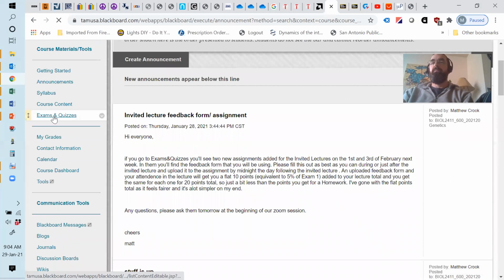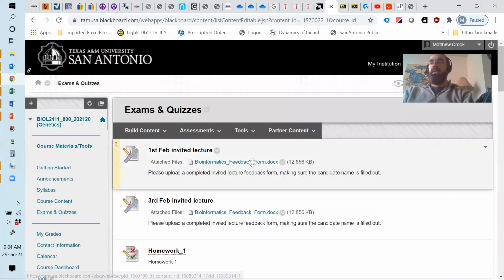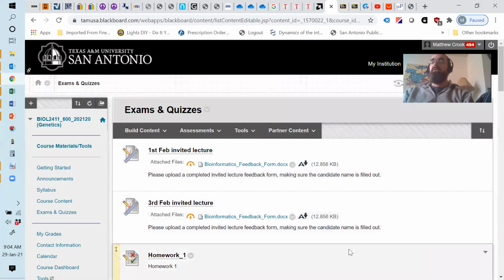Where are we at? This one here, right? If you do both of those things, you attend the Zoom and you fill out the form, you get 10 points in addition to your extra grade. So it's true extra credit. That's for one of them. Repeat the same thing on Wednesday, different Zoom link, same form, same process. You get another 10 points extra credit. Those forms have to be uploaded by midnight the following day.